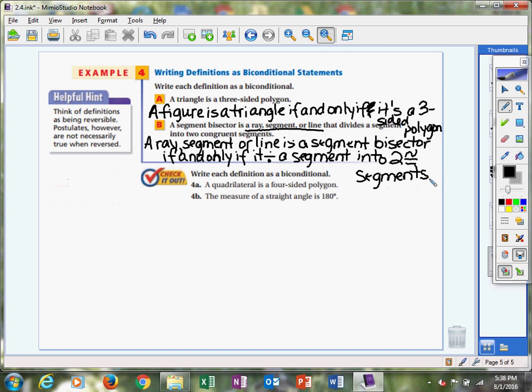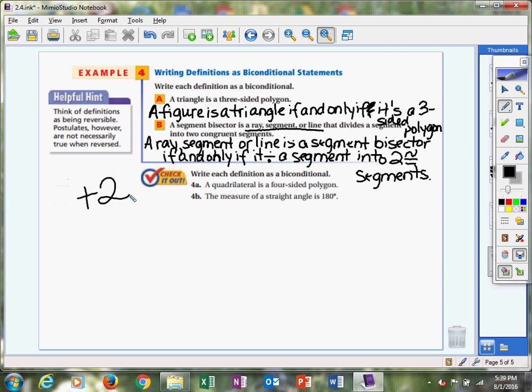So there you go. Okay, I did a little bit of rearranging, but it made sense to do it that way. I don't think starting with a segment bisector would have made sense. A segment bisector is a ray, segment, or line if and only if... I think it makes more sense to say a ray, segment, or line is a segment bisector if and only if it divides a segment into two congruent segments. That makes a little bit more sense to me definition-wise. So let's practice with that. Let's play with that.